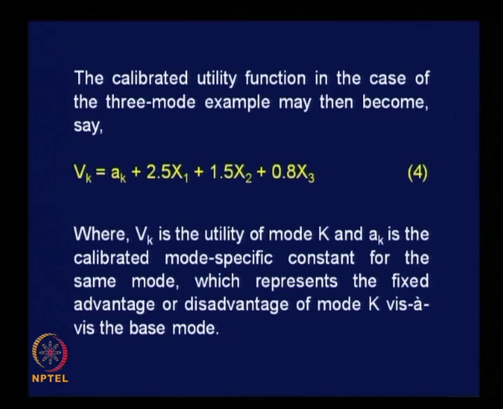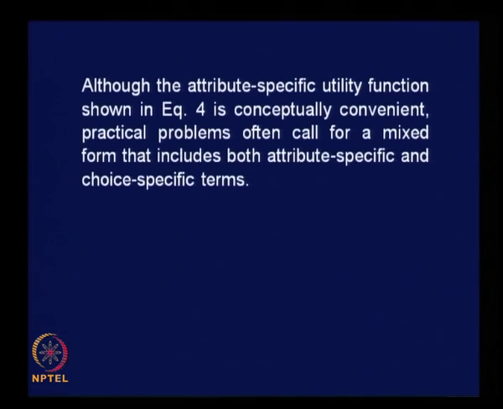They are clear. Now it is not the end of the story. Although the attribute specific utility function shown in the previous equation is conceptually convenient, we have single equation, we managed to solve the problem of the constant term, but still there are some problems when we use these utility functions in practice. Practical problems often call for a mixed form that includes both attribute specific and choice specific terms.